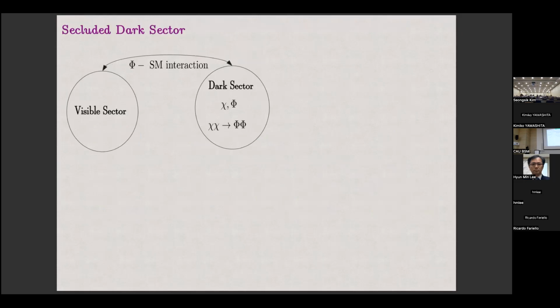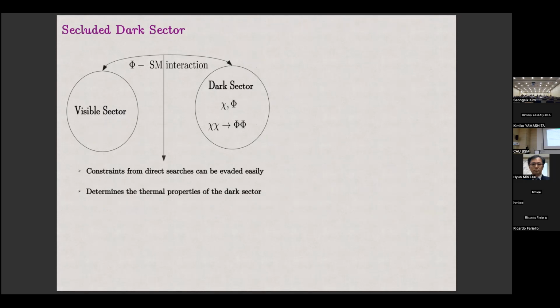Suppose we have some visible sector, which is the standard model bath, and we have the dark sector in which chi is the dark matter candidate and phi is some mediator particle. The chi and the phi interact with the visible sector, so basically phi acts as a portal between these two sectors. The main motivation of this secluded dark sector scenario is that it can evade the direct detection constraint. And another thing is that the thermal properties of the dark sector are mainly governed by these phi-SM interactions.